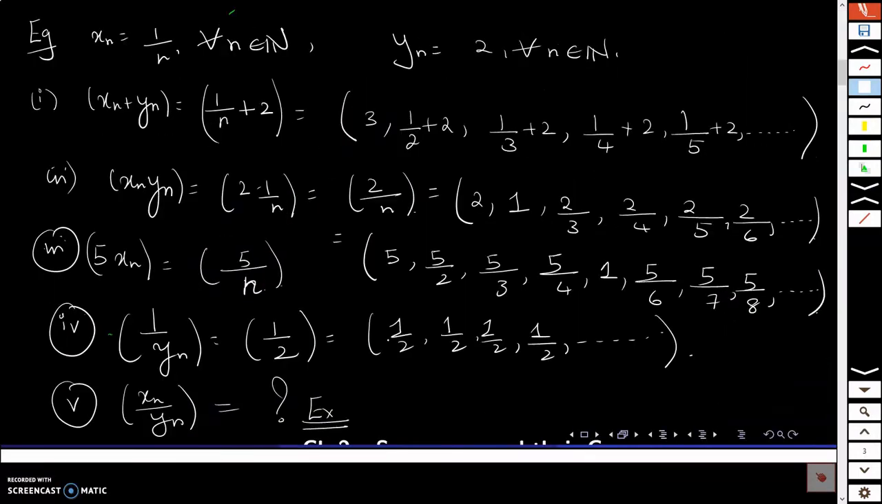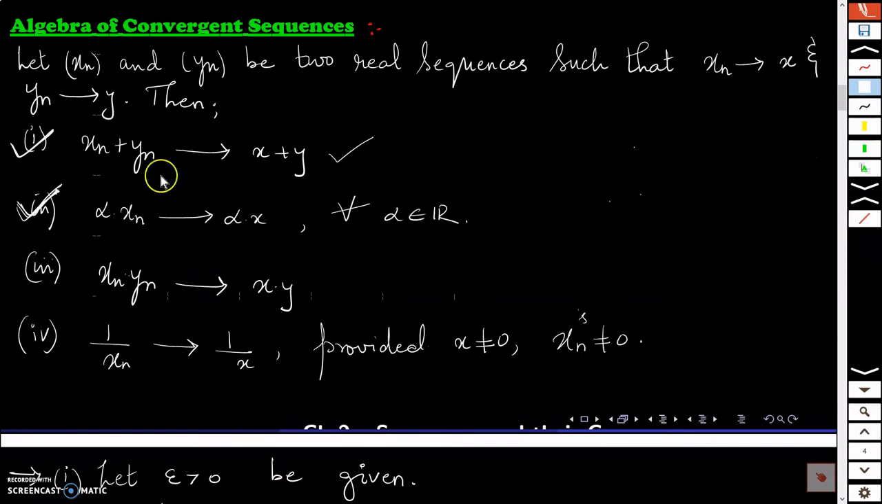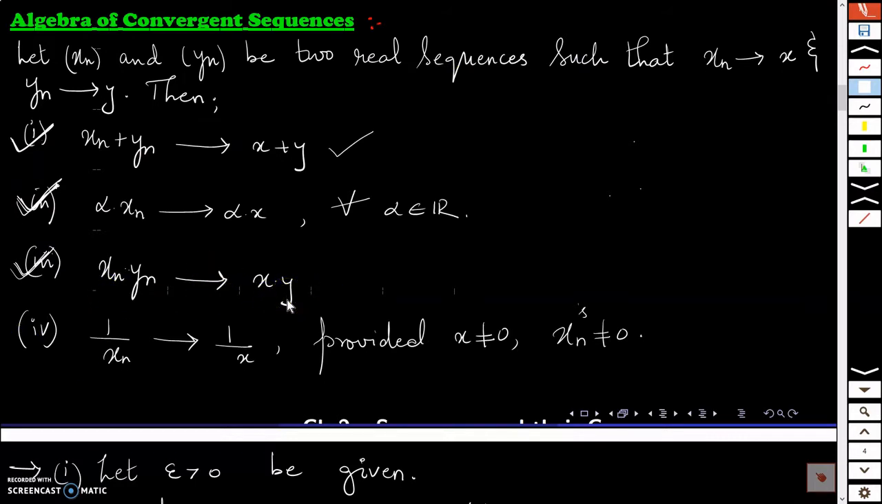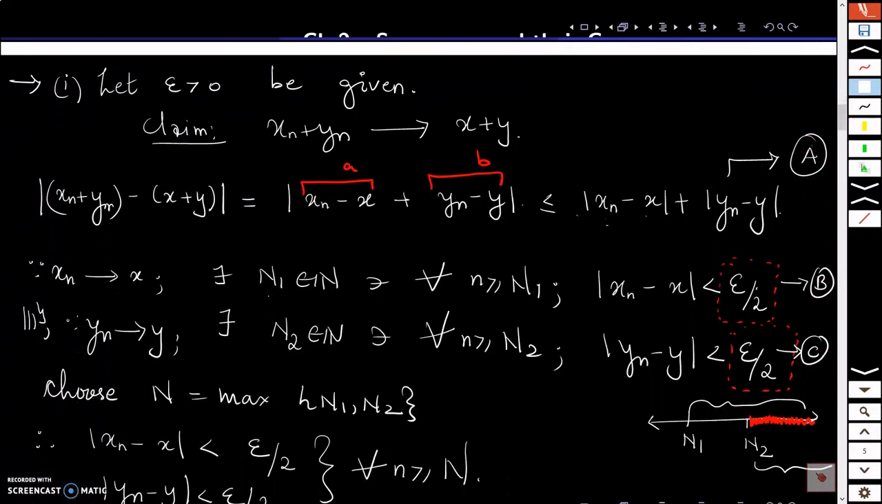So in the last lecture we proved that if xn converges to x and yn converges to y, then their sum will converge to the sum of their limits, and alpha xn will converge to alpha into x. So these two properties are left now, which I will cover in this lecture. I have to show that xn into yn, the product of these two sequences, will converge to the product of their limits. Okay, so let's see how to go about that.